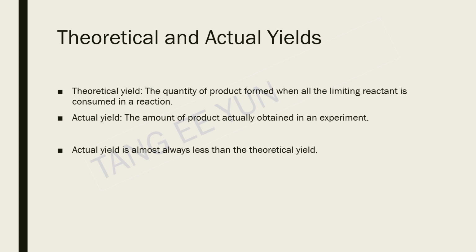Then what is actual yield? Actual yield is the amount of product that is actually obtained in an experiment. So it means that you go to the lab, you do the experiment, and the yield that you get is the actual yield. So actual yield is always less than the theoretical yield. Why? Because when you do the experiment, some accidents might happen, or it might be due to your method, which causes you to lose some of the product. That's why actual yield is always less than the theoretical yield.